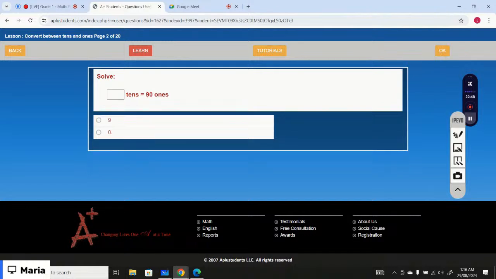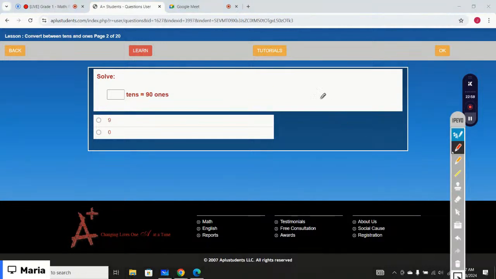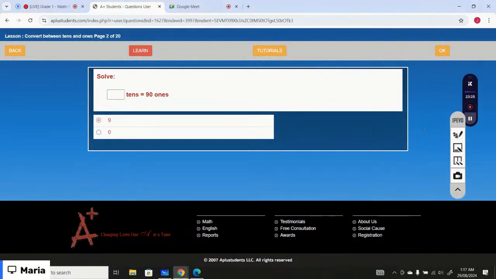90 ones equal how many tens? 90 ones, right? So 9 is at the tens position. Ninety ones is 9 tens. The correct option is 9. Option number 1 is the correct option, right?